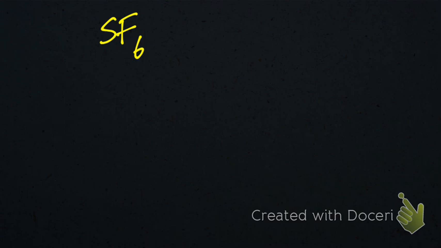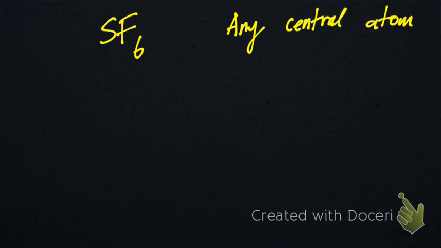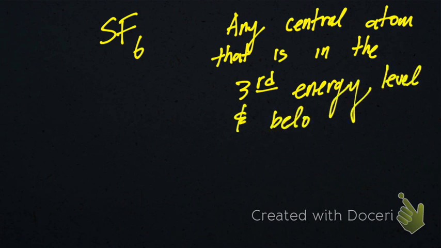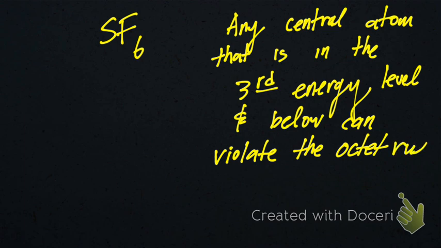any central atom that is in the 3rd energy level and below can violate the octet rule. They can actually have more than 8 surrounding them, and it's okay.